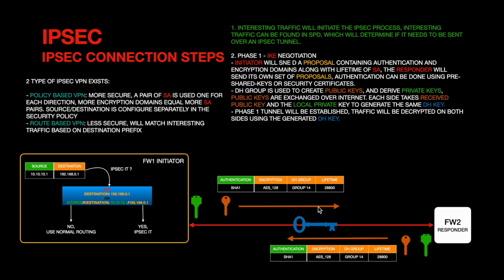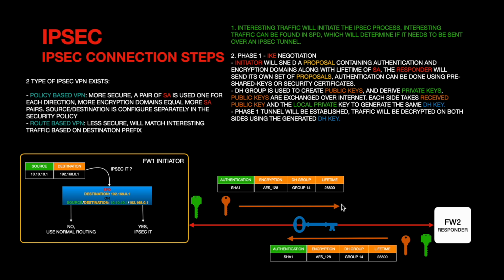Since they have used the same set of parameters, basically the public key which the responder has generated will work with the private key which the initiator has generated, and vice versa. So they will exchange those public keys, and each side will take the received public key and the local private key to generate the same Diffie-Hellman key.